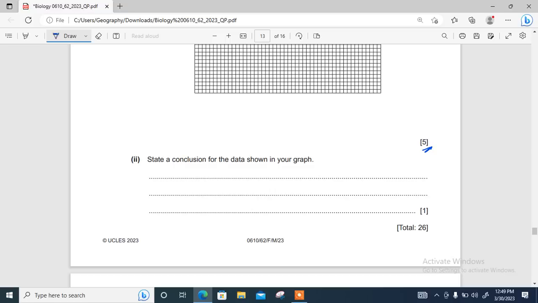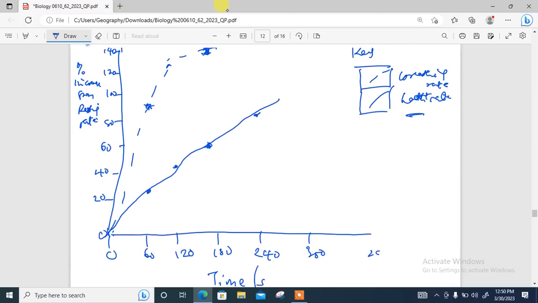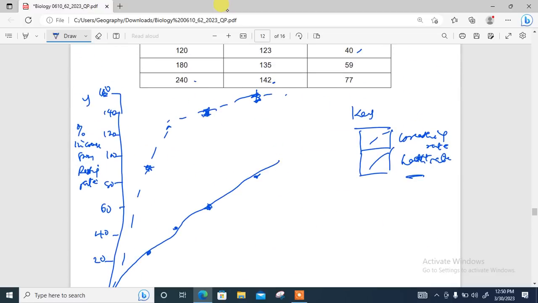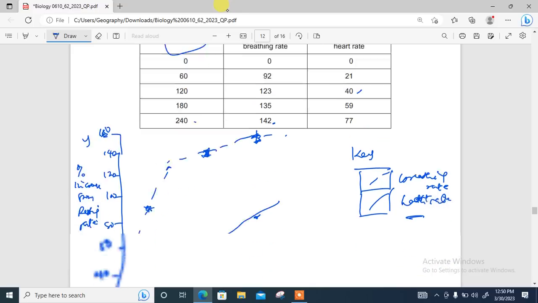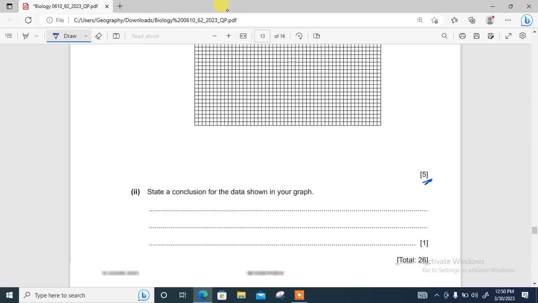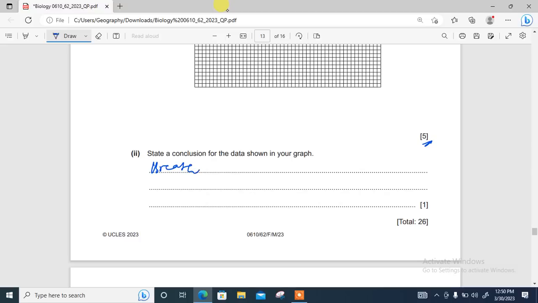Now state a conclusion from the data shown in your graph. You find out that breathing rate was higher from rest than heart rate. So if you look at this, the percentage increase in breathing rate is higher from rest than heart rate. So breathing rate is higher from rest than heart rate.